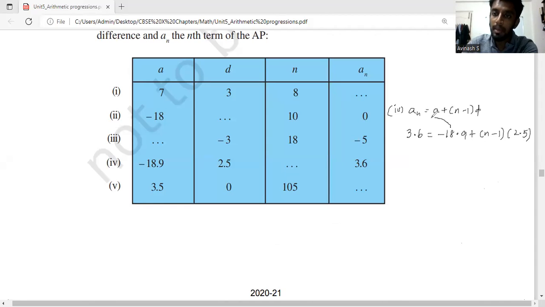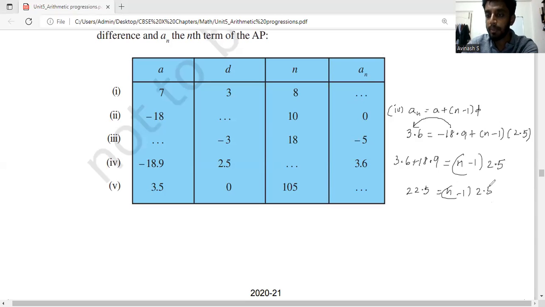Now, first, let me bring this minus 18.9 to the left side so that it gets added. The decimal will be a little complex, so let us make it simple. Some of you might actually be doing this calculation. You might have taken this 2.5 inside and multiplied with the n and 1, which is not needed, but it can be done that way as well. So when you add this, you will be getting 22.5 is equal to n minus 1 into 2.5.